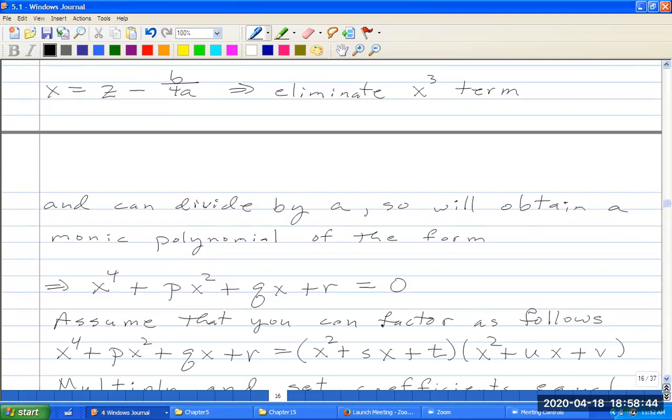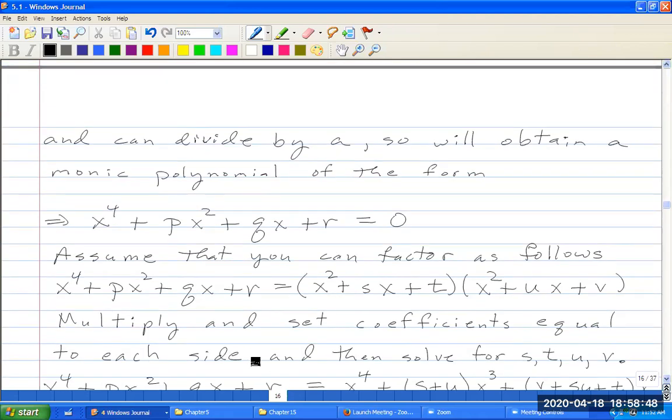Assume that you can factor this. Oh, by the way, sometimes this is called the biquadratic. So assume you can factor this into x squared plus sx plus t times x squared plus ux plus v. And we've got to figure out what s, t, u, and v are. So let's multiply these out and set coefficients equal to each other.